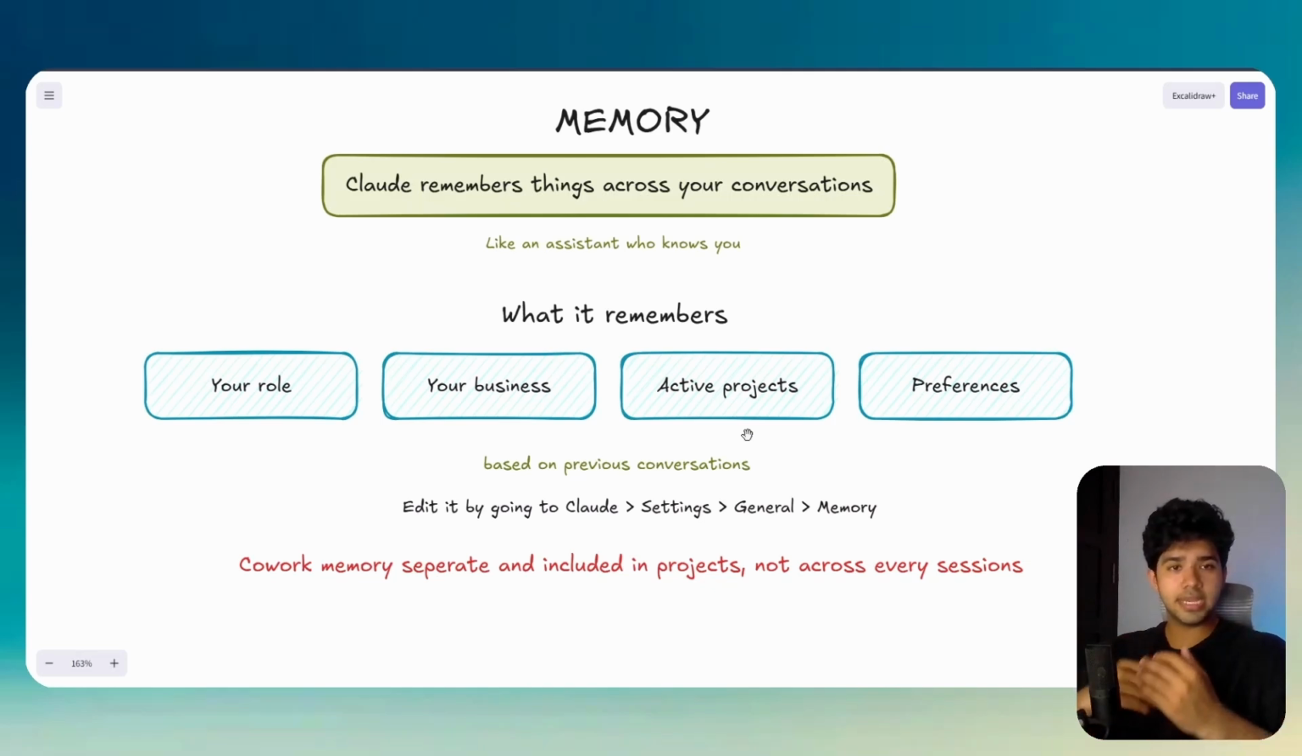Now, do note that the memory in chat is different from the memory in Claude Cowork. In chat, the memory is shared throughout every individual chat, and the context from one chat is given to other chats as well. Whereas in Cowork, each session is separate and the context from one session is not provided to another. To tackle this, you'll have to group every session into a project, which I'll be speaking about next.